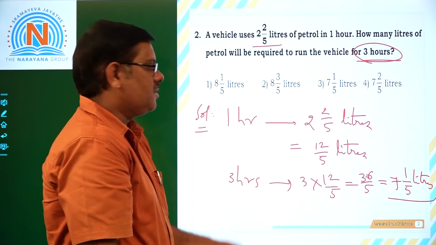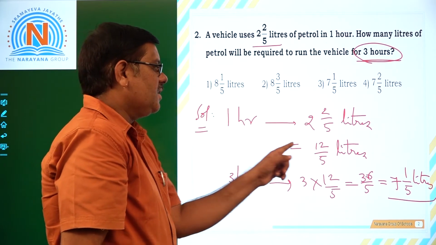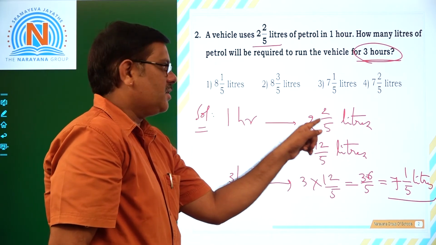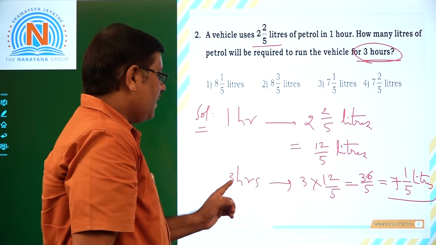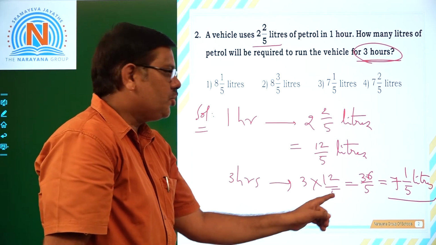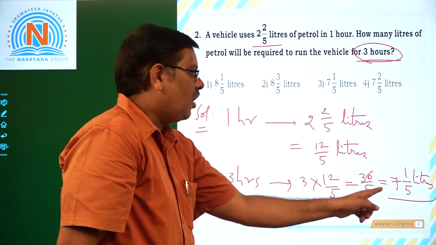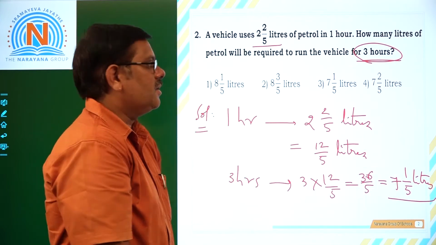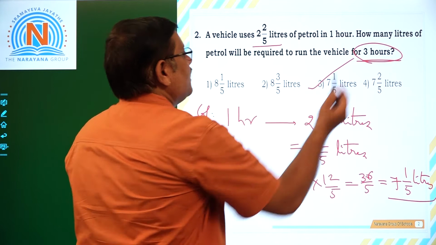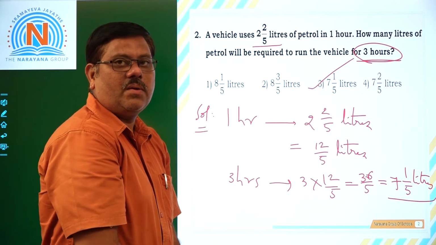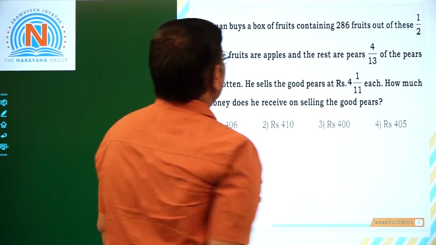7 1 by 5 liters means in 1 hour, if the vehicle is consuming 12 by 5 liters, otherwise 2 2 by 5 liters, in 3 hours it is going to consume 36 by 5 liters or 7 1 by 5 liters. 7 1 by 5 liters is nothing but the third option. So that is the right answer. Okay. Now we will move to the next question.